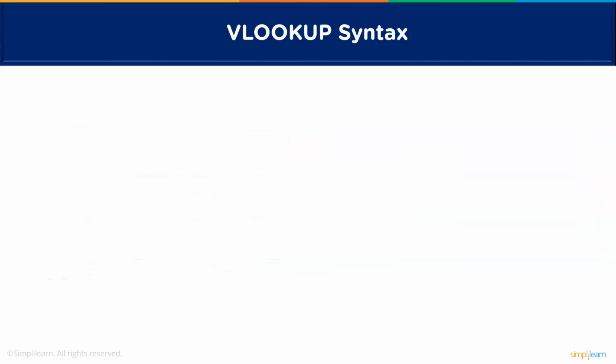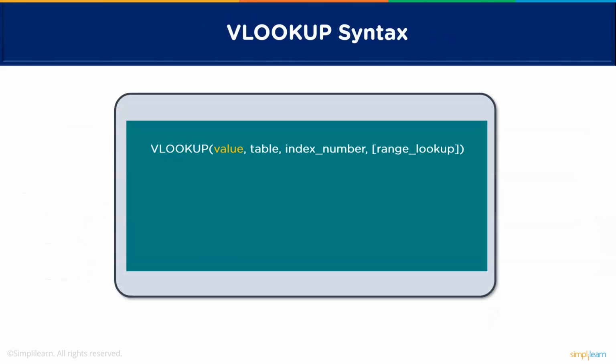Now, let's look at the syntax to write a VLookup function. So VLookup takes 4 parameters or arguments. You can see it here. There are 4 arguments in the VLookup function. So the first argument is called the lookup value. The lookup value represents the value that you are searching for.